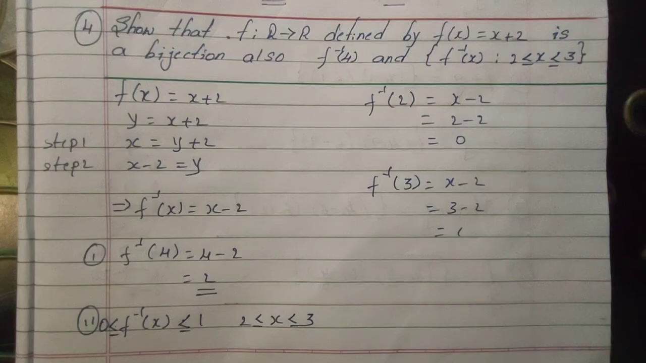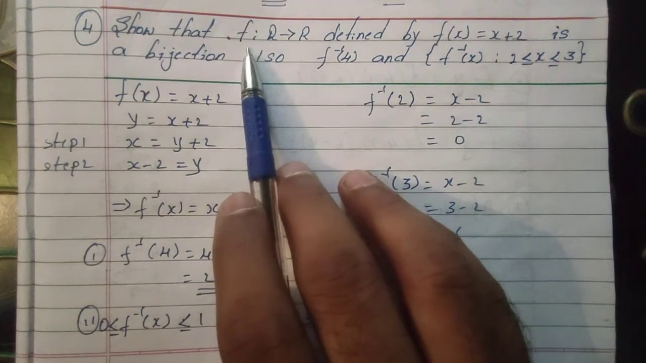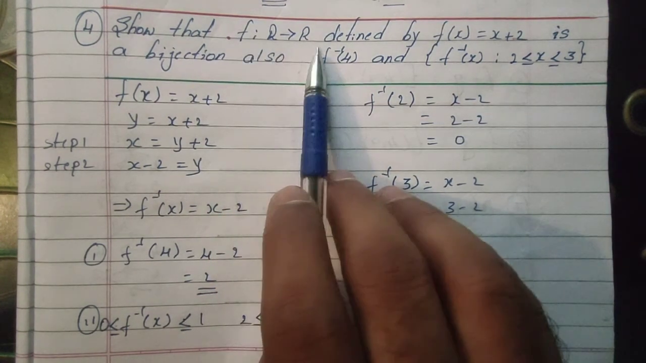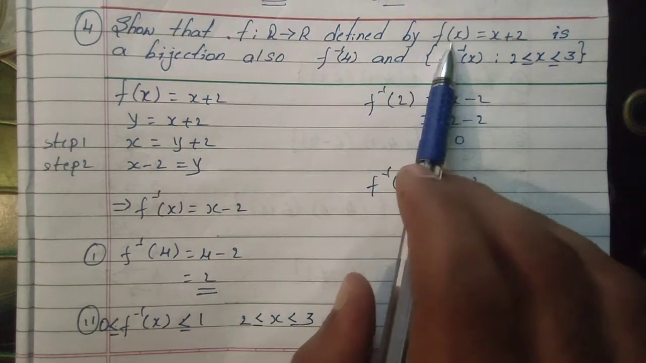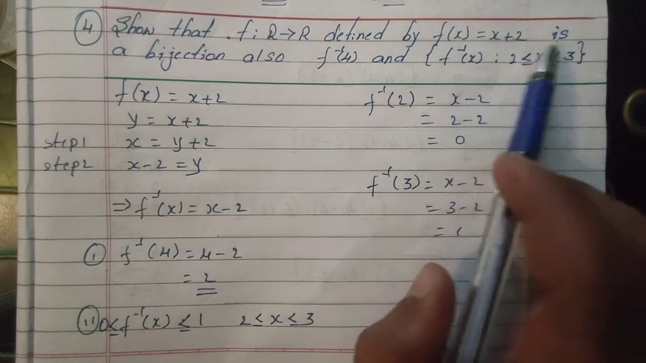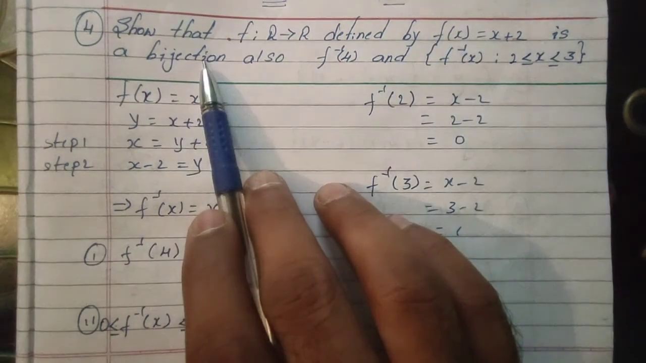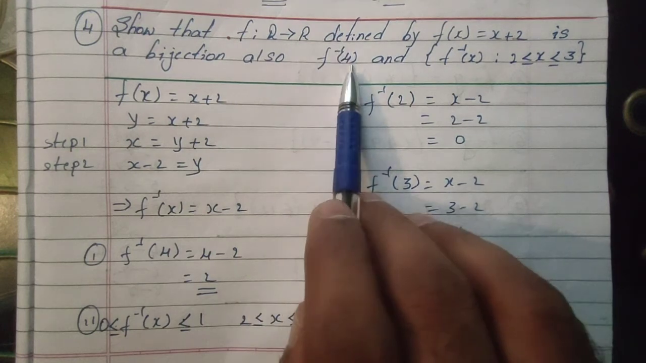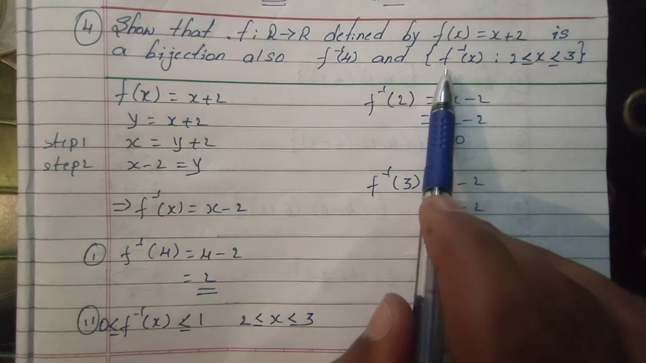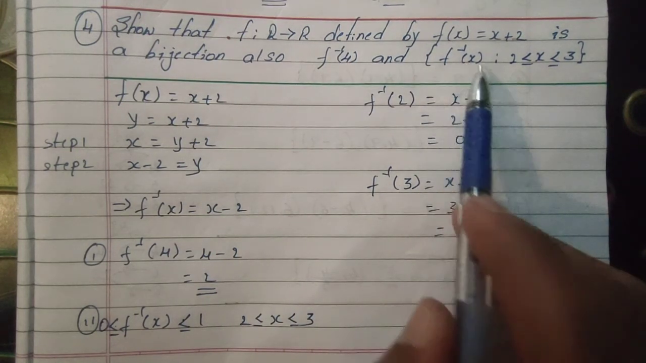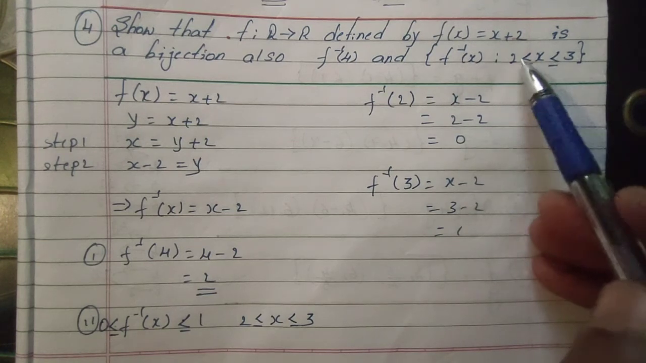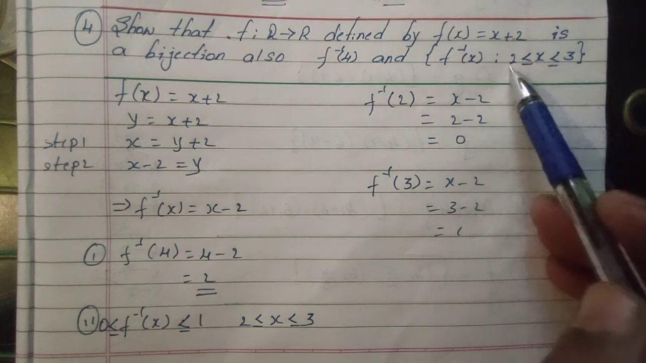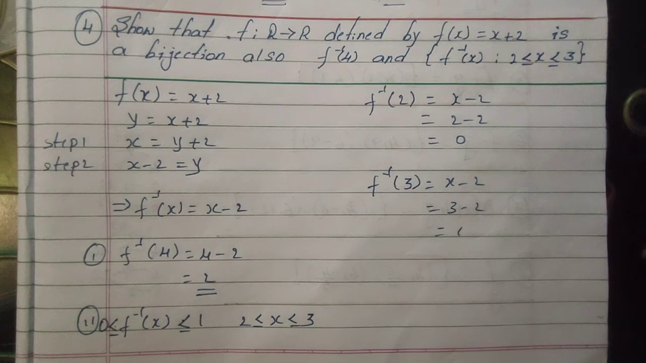Next question. Show that the function f: R to R defined by f(x) = x + 2 is a bijection. Also find f inverse of 4 and f inverse of x, where x is more than or equal to 2 and less than 3. Okay, now first step, let us find the inverse.